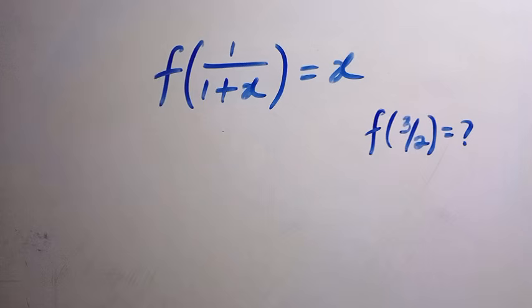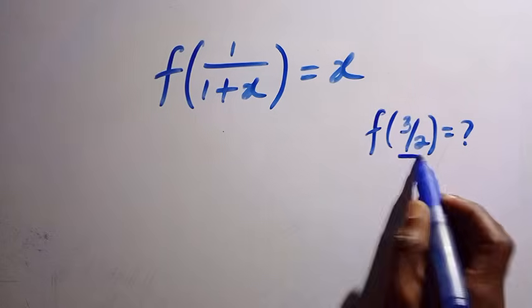We have an amazing functional equation here, but make sure you try these questions before I solve it. And I'll be solving this problem in two different ways, and we have to compare which of these is advisable to apply if you have a problem like this. We have f of 1 over 1 plus x equals x. And what is f of 3 over 2?